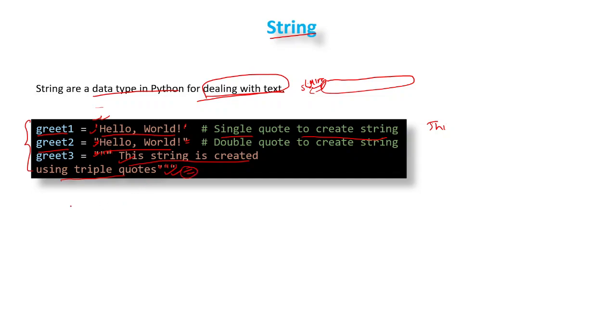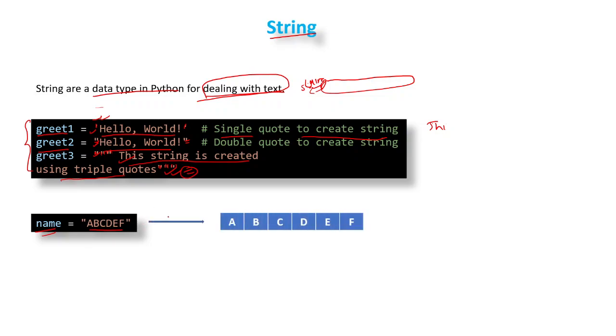Now I would like you to understand that if a string is given like this, suppose name equals a b c d e f, I would like you to visualize this as a list. Not that a string is actually a list, but just visualize it as a list, because there are many similarities between list and string. Consider it as a list of individual characters.